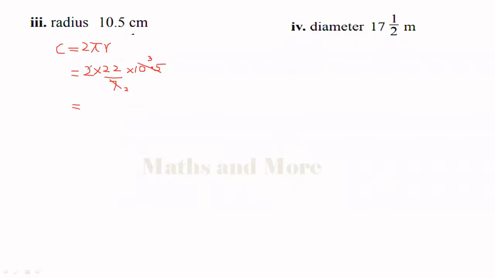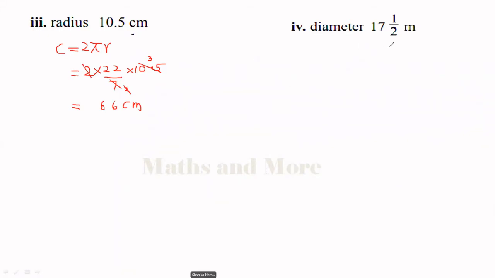Now this 2 can be simplified with this 2, because one is in the numerator and one in the denominator. So numerator and denominator you can simplify, cut this with this one. Now in the numerator, 22 and 3 are there. So you can multiply. 3 into 2, 6. 3 into 2, 6. 66 centimeters. Okay. Now let's see this one.